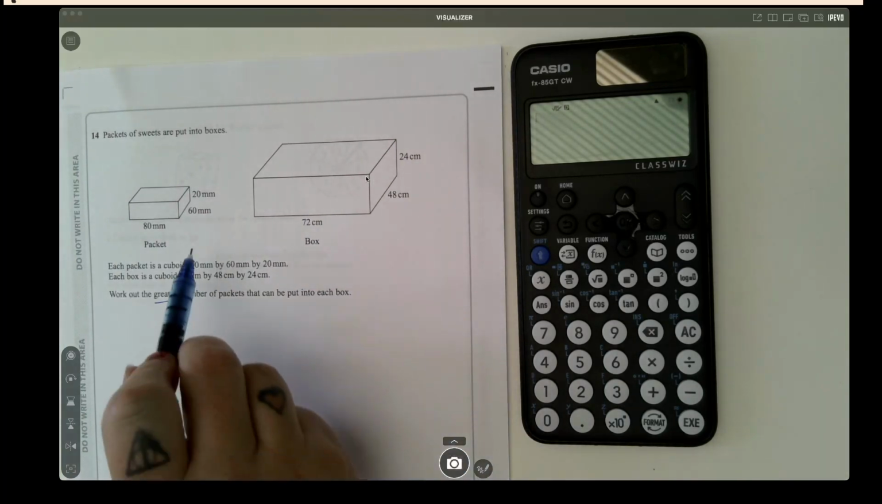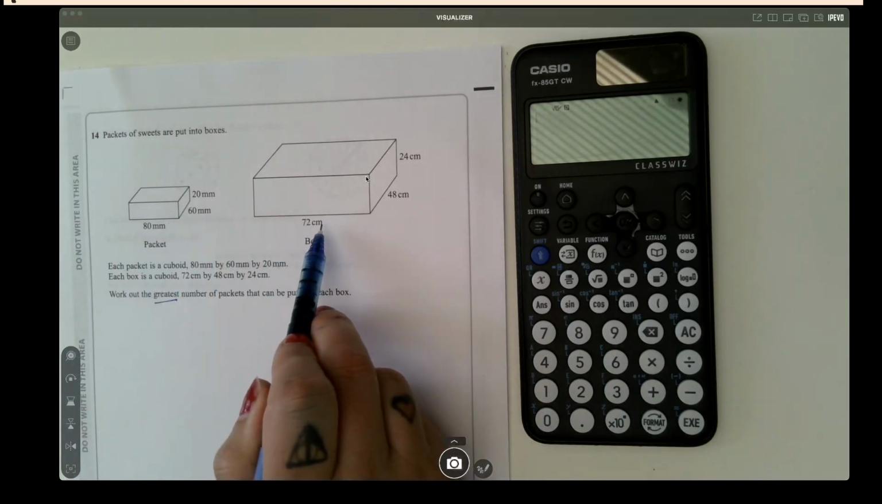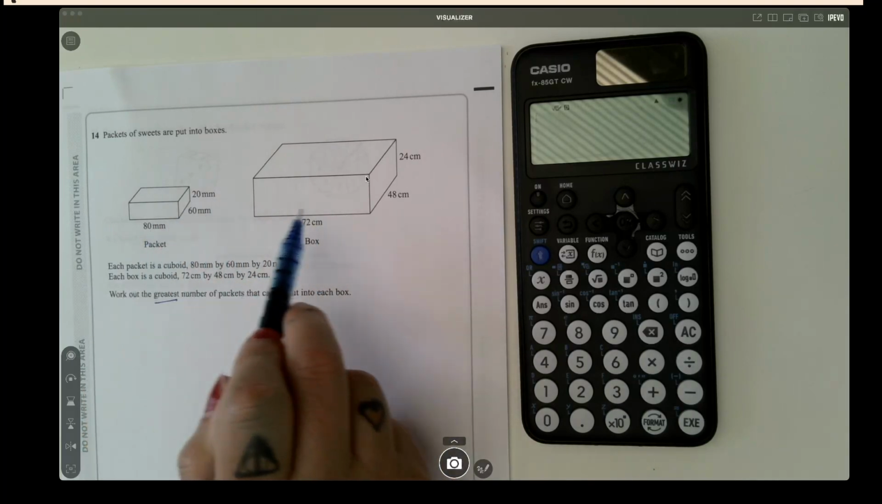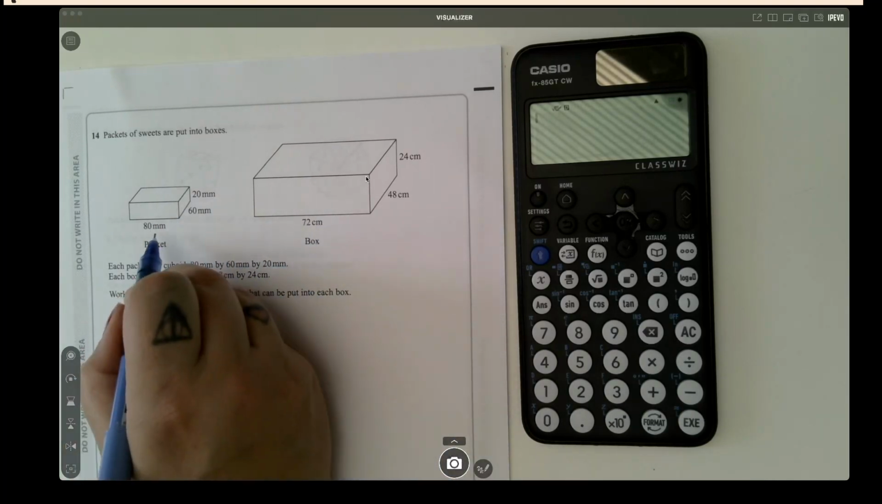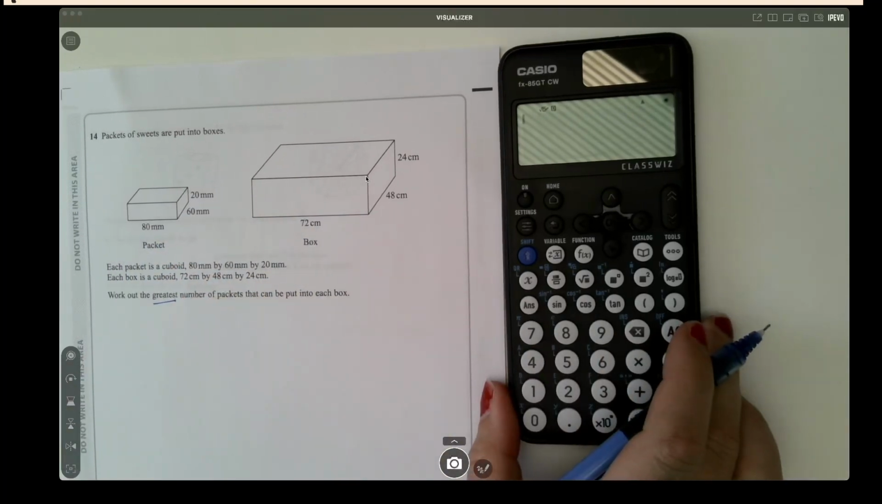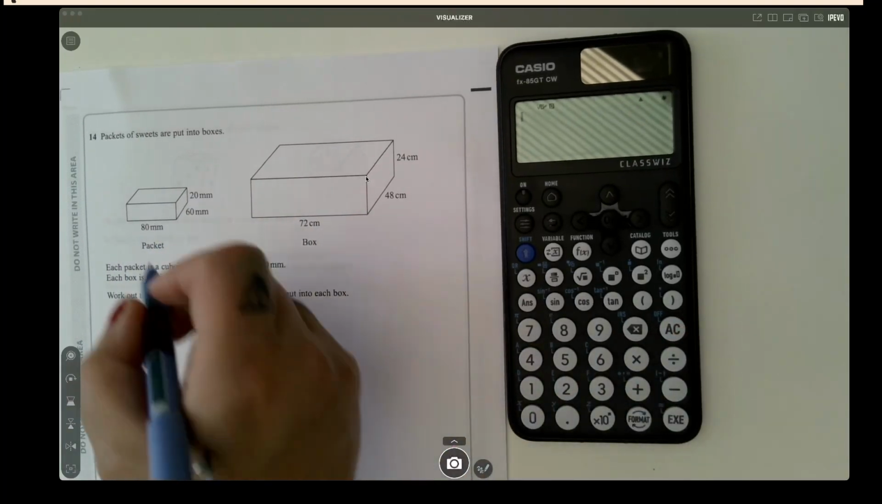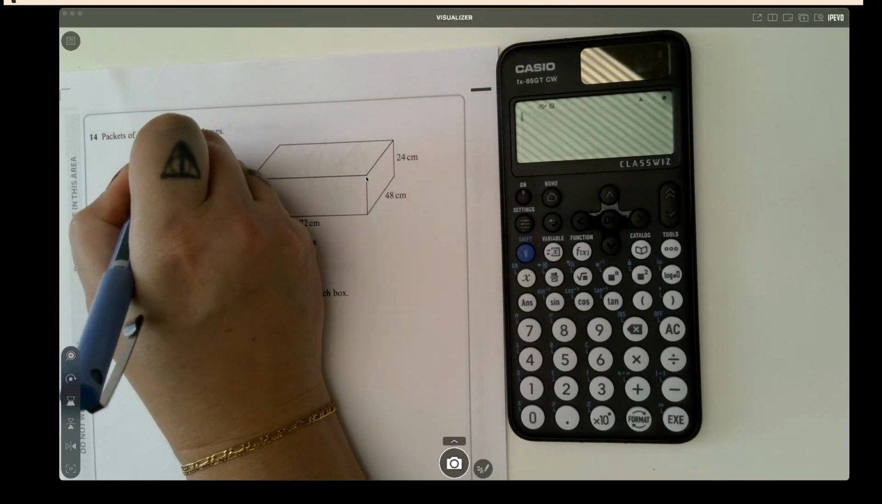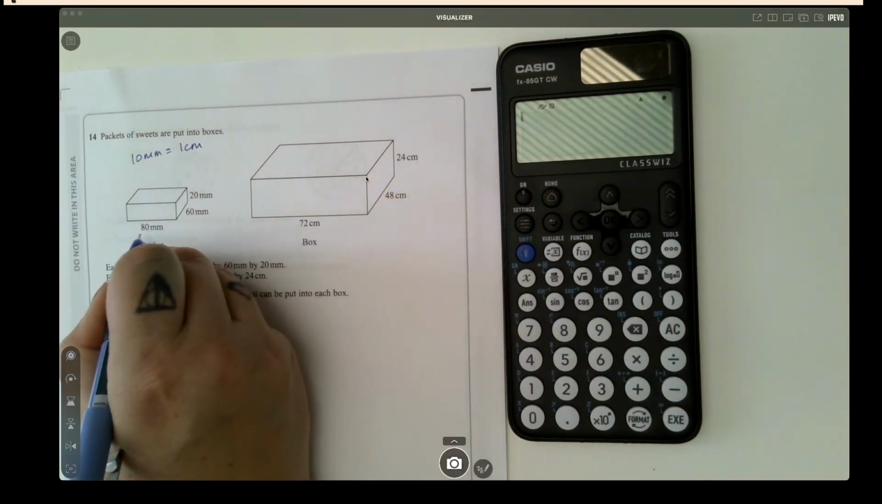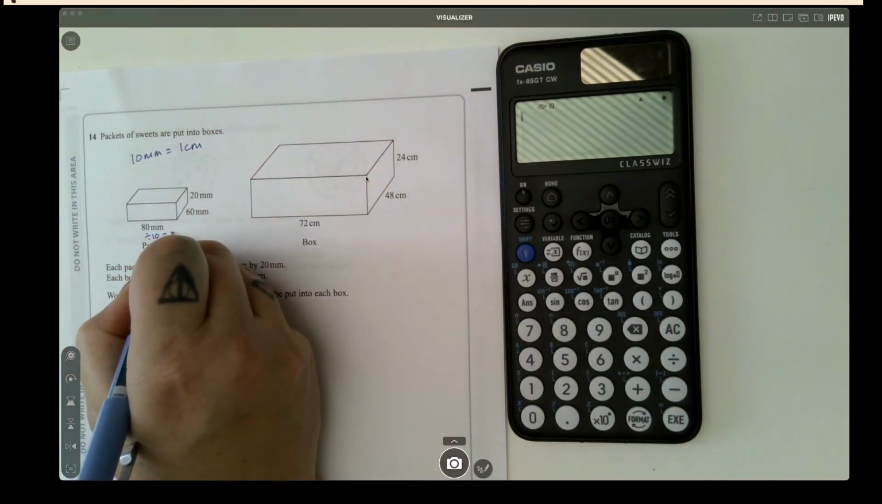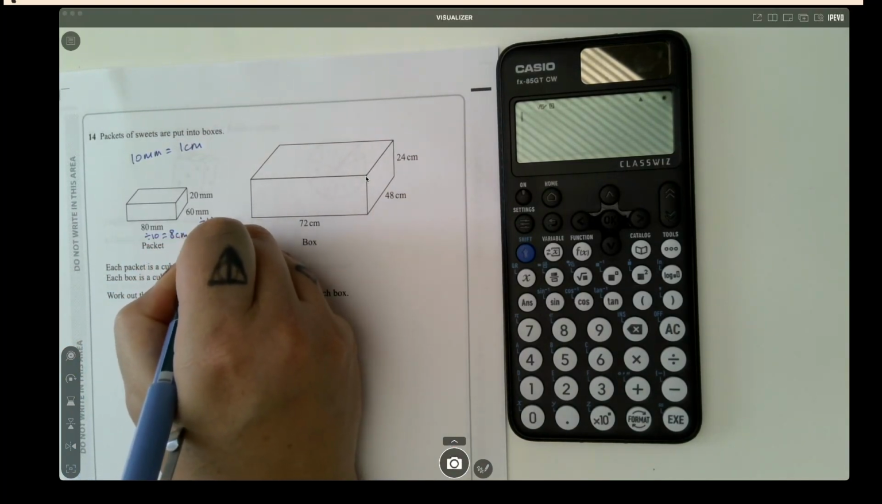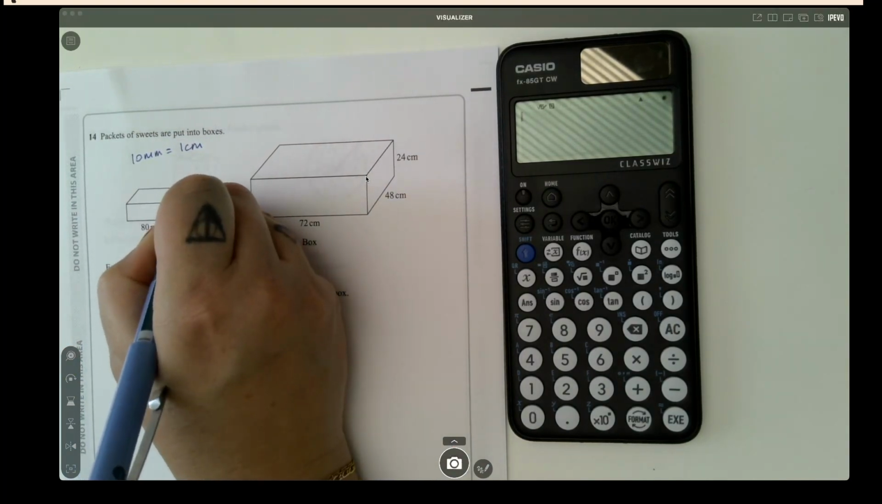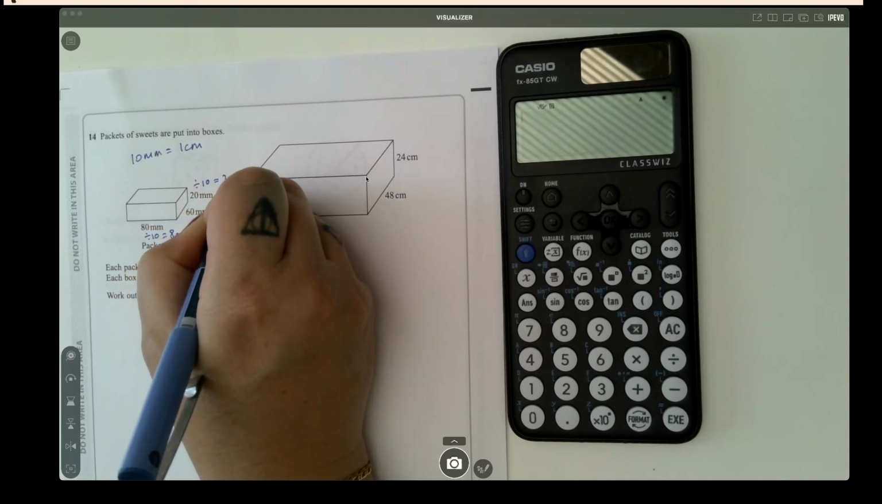So the first thing I notice is that this is in millimetres and this is in centimetres. So we want them to be the same. So I'm going to convert these millimetres to centimetres. There are 10 millimetres in 1 centimetre, so I need to divide each of these by 10. So that becomes 8 centimetres, 6 centimetres, and 2 centimetres.